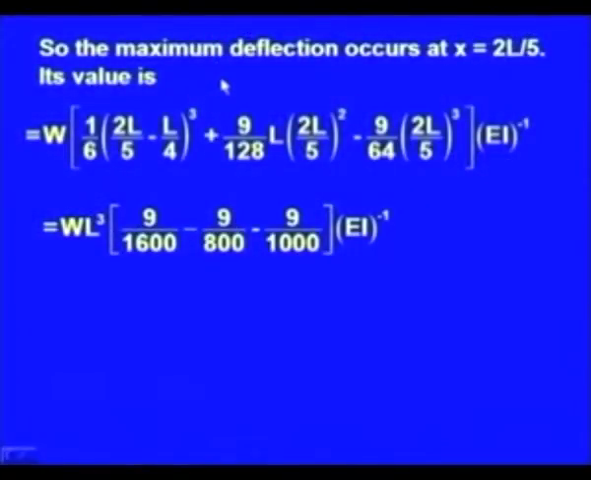The maximum deflection y at x equal to 2L by 5 is then given by W into 1 by 6 (2L by 5 minus L by 4) whole to the power 3 plus 9 by 128 into L (2L by 5) whole square minus 9 by 64 (2L by 5) whole cube, into 1 over EI. After simplification, the value of this expression comes out to be 63 W L cube over 8000 into EI.